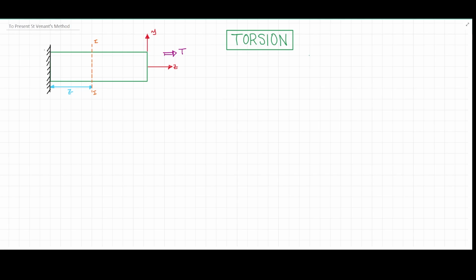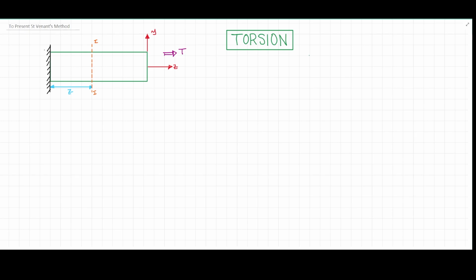Now, our session today is going to be dedicated to torsion. You have seen torsion already in your previous courses. In this case, we are going to discuss the Saint Venant method or formulation for those cases where the section of the shaft or the member that you are subjecting to torsion is non-circular. So that's the purpose of using Saint Venant's method.